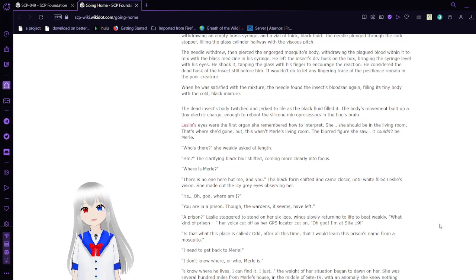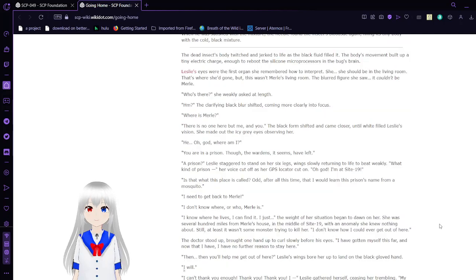When he was satisfied with the mixture, the needle found the insect's blood sac again, filling its tiny body with the cold black mixture. The dead insect's body twitched and jerked to life as the black fluid filled it. The body's movement built up a tiny electric charge, enough to reboot the silicone microprocessors in the bug's brain. Leslie's eyes were the first organ she remembered how to interpret. She should be in the living room. That's where she'd gone. But this wasn't Meryl's living room. The blurred figure she saw, it couldn't be Meryl.